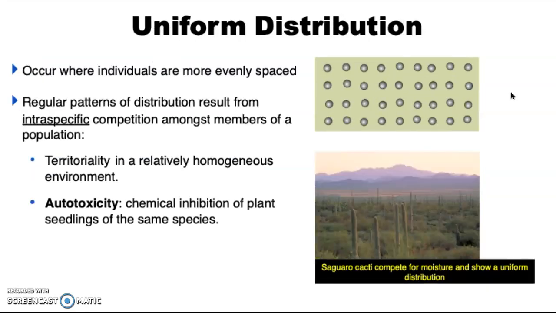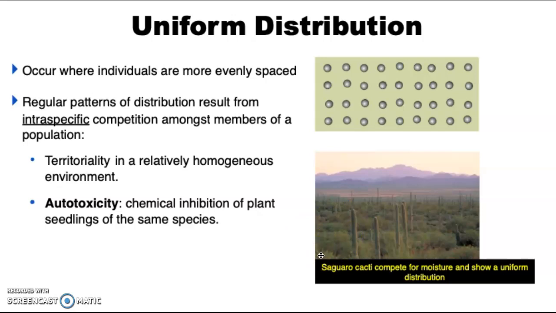In uniform, we have a very easily identifiable pattern. So it's not going to be exactly perfect, but it's pretty evenly spread out. This is typically going to be from intraspecific competition. So these organisms are going to be competing with each other. Interspecific competition, you'd have organisms competing with other species. So in this example, we've got cacti competing with each other for intraspecific. If it were inter, it'd be this cacti competing with one of the smaller bushes that's also in that picture.